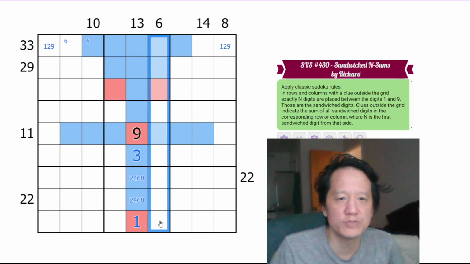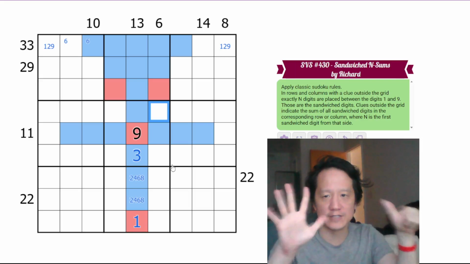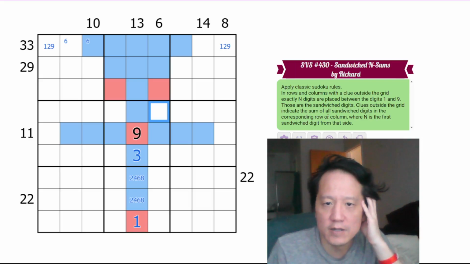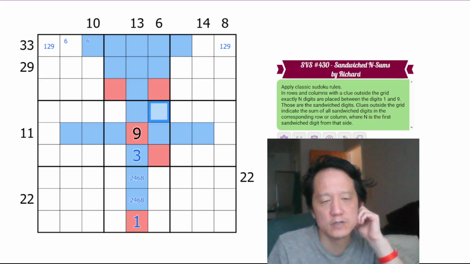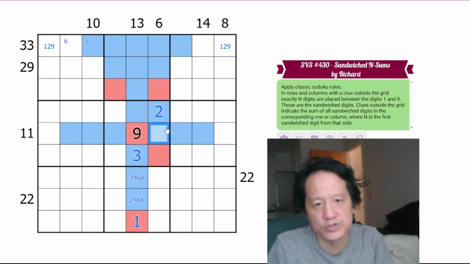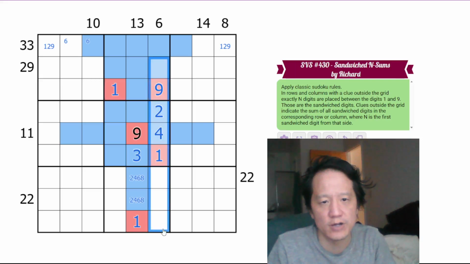Well, for column 6, you can't have a single digit in between the digits because it would be 6, and therefore it would signify 6 digits within the number of sandwich digits, which is not possible. It has to be 2 and 4. So this must be crust. So this is 2, this is 4, adding up to 6. Therefore, this is 1, this is 9, this is 1. None of these can be crusts because we already have 2 crusts in the box. We already have 2 crusts in column 6, so this can't be crust.